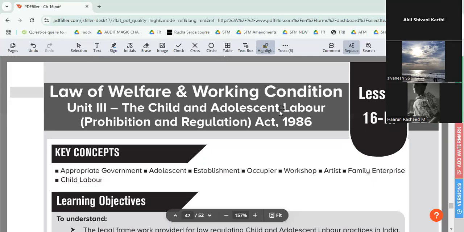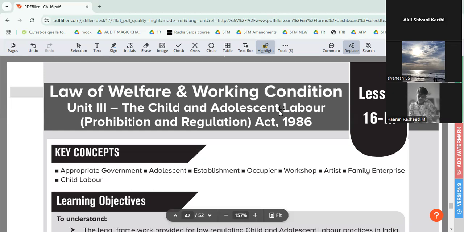Okay. So the next chapter in your labor laws is law of welfare and working conditions. In this chapter, there's your lesson 16. We'll be dealing with three acts. Each of these acts is covered under three different units. Your first unit will be Factory Act, the second unit will be about contract laborers and the act relating to that, and the third unit is the Child and Adolescent Labor Prohibition and Regulation Act 1986.